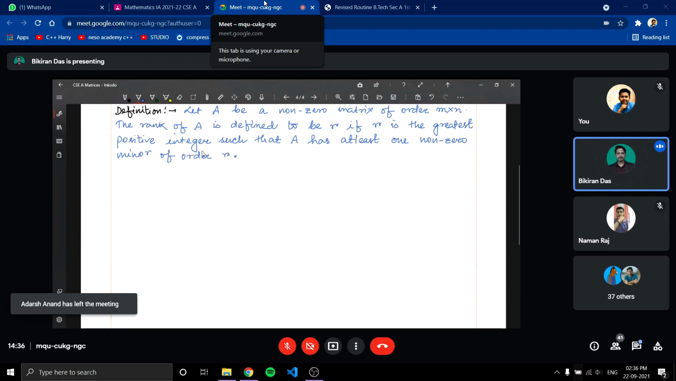Now, which terms are important here? First of all is minor. I haven't told you about minor because I guess you know what minors are and all that.